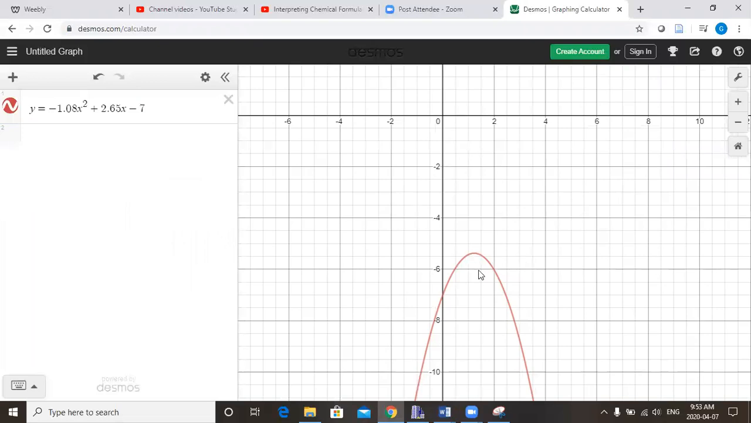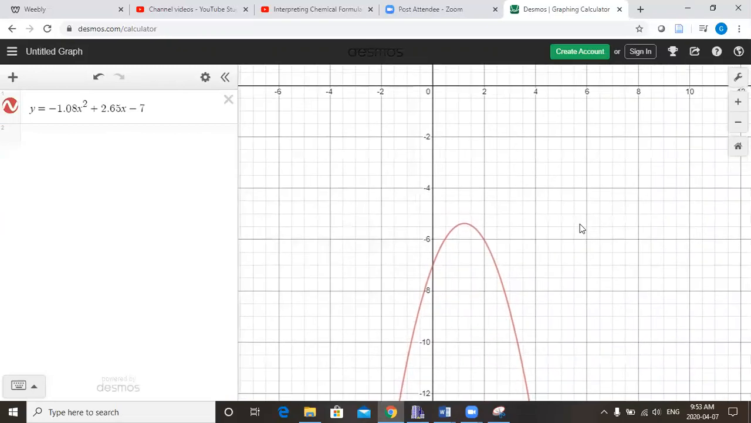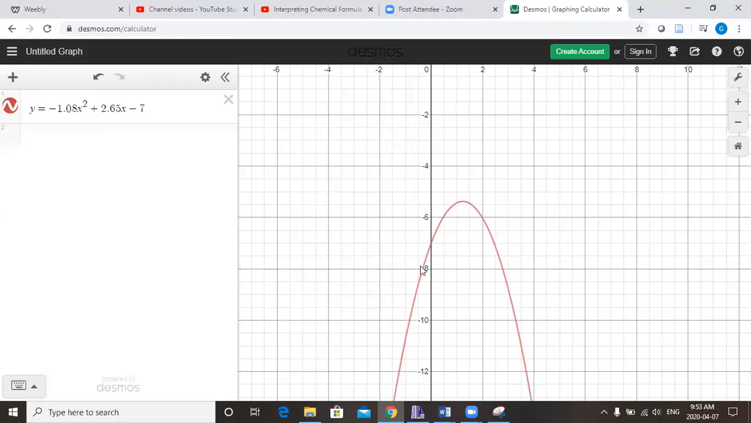So now we could graph this if we wanted. We could snip it and put it into a Word document. So notice here, right away, we know it is opening down. Okay, the y-intercept is -7. So 0, -7, that is the y-intercept. The vertex is another important point. We can click on it.